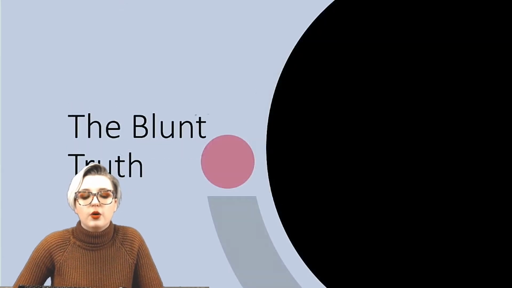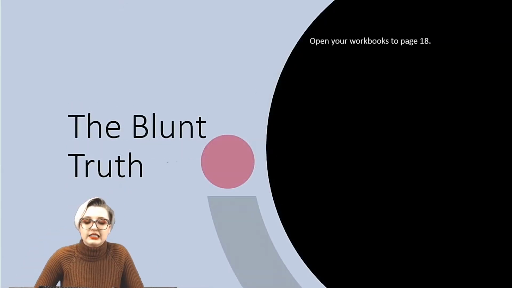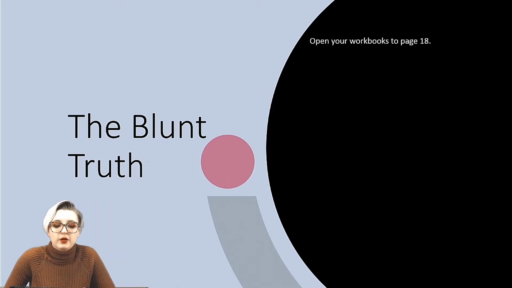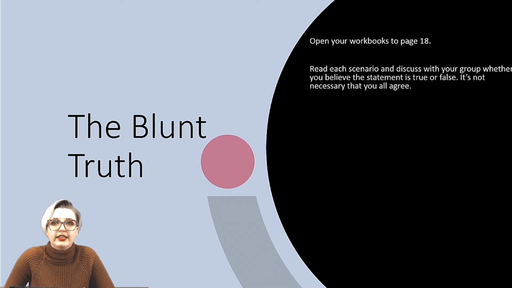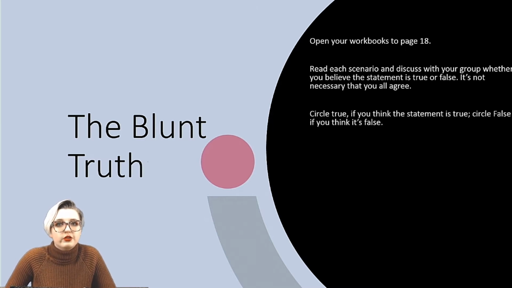So go ahead and open your workbooks to page 18. All right, so in a moment, you will be put into groups. What you guys are going to do is read each scenario and discuss with your group whether you believe the statement is true or false. It's not necessary that you all agree. If you think the statement's true, you'll circle true. If you think the statement's false, you'll circle false on your workbook page.